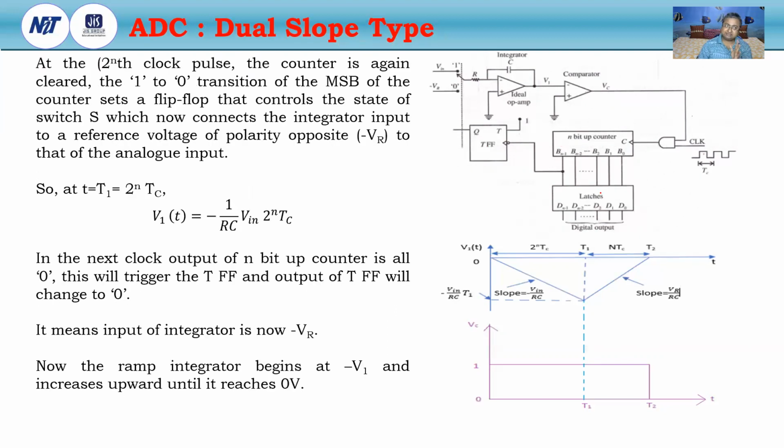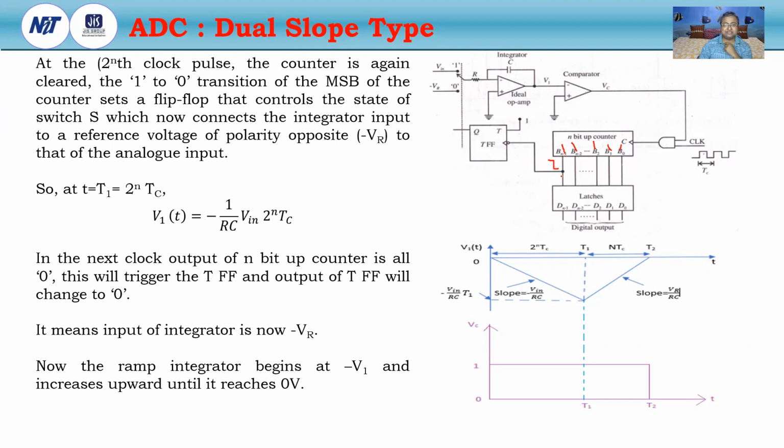So at the 2 to the power of n clock pulse, the counter is again clear. Why? Because all are 1. So then all are 1. This is the 1 to 0 clock pulse. So the counter is again clear, then the 1 to 0 transition will occur.